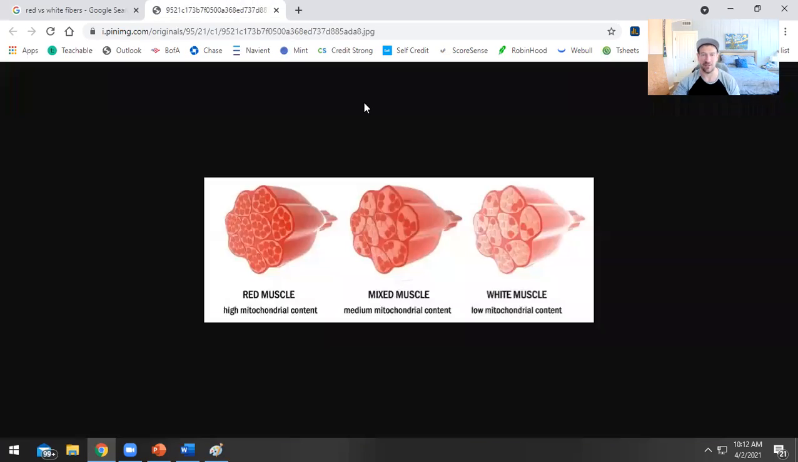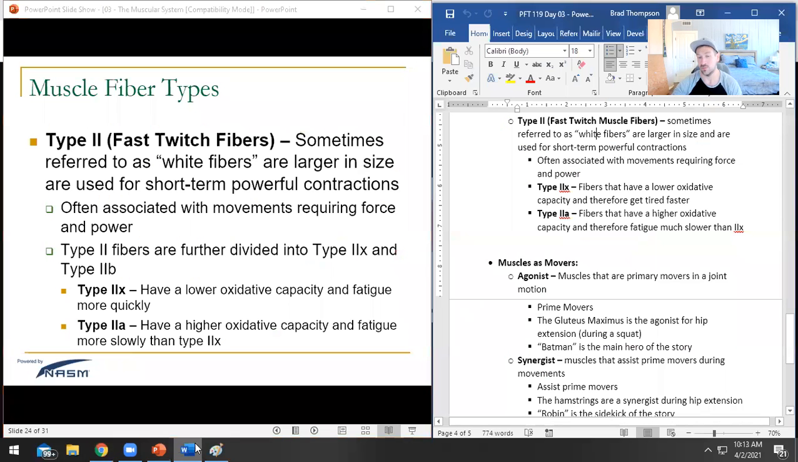We can kind of see the difference here, right? Red muscles with lots of mitochondria, lots of blood flow, right? Versus a white muscle, which has a lot less mitochondria and doesn't get as much blood flow, which is why they're called white fibers, right? They're a lot larger in size, and these are used for your short-term, very, very powerful, heavy-duty contractions, right?